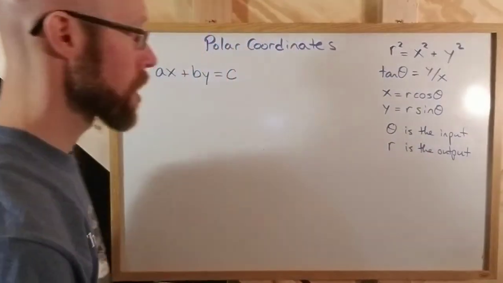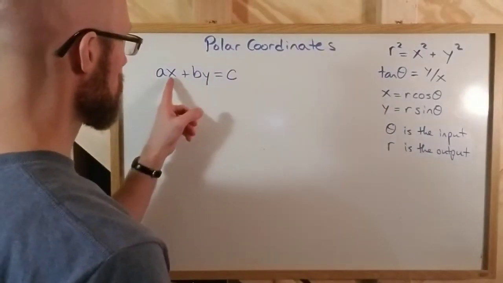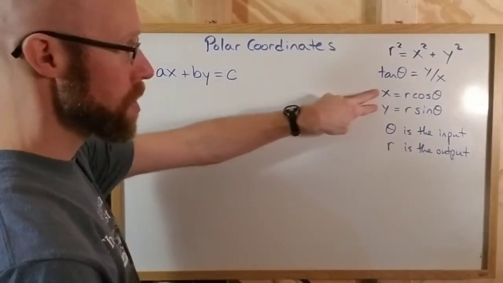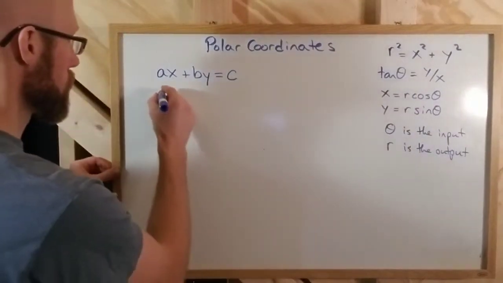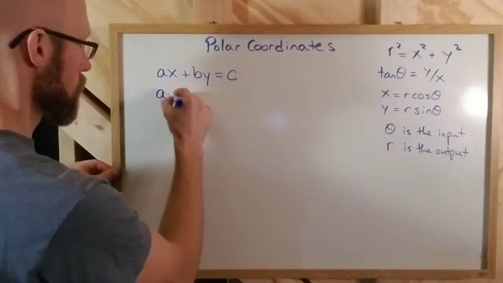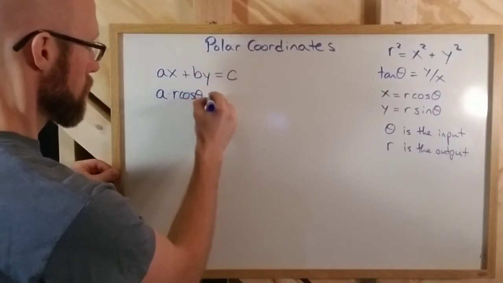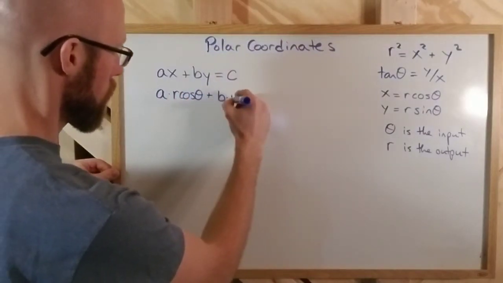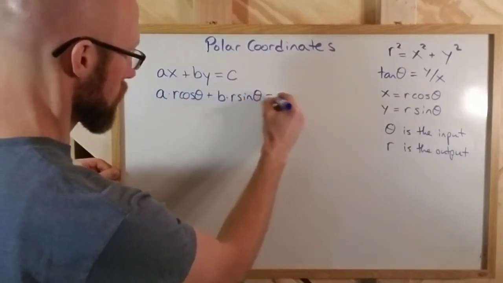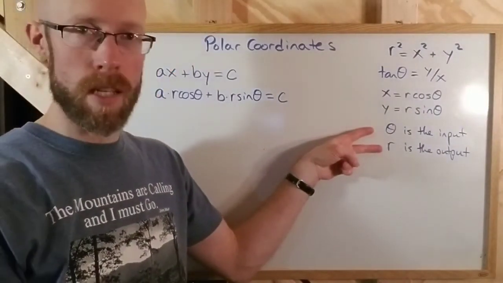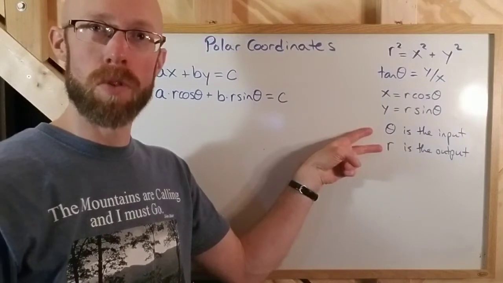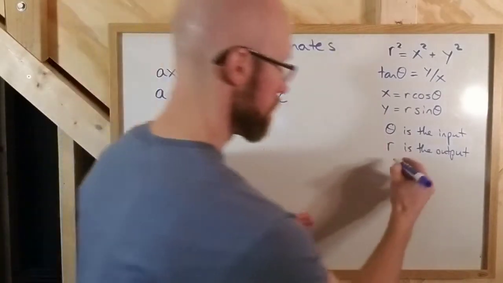The polar form basically replaces the x's and y's with r cos theta and r sine theta respectively. So we have a times r cos theta plus b times r sine theta equals c. Now, because I said generally theta is the input and r is the output, we generally will try to solve for r.